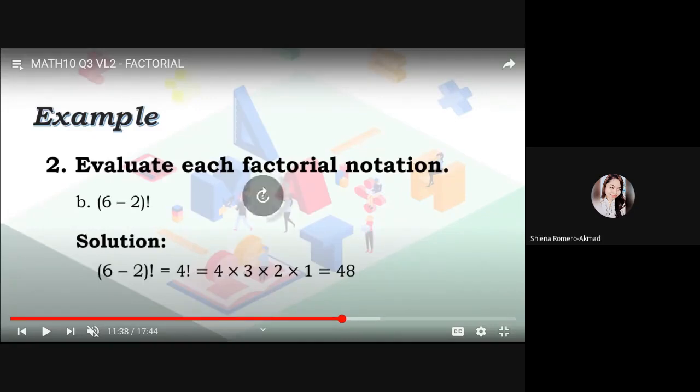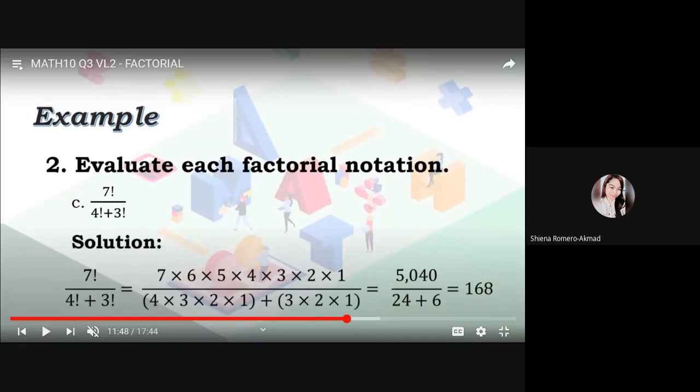Letter C. Ito yung sinasabi niya. Pwede nyo namang hindi na gawin to. Kung meron kayong calculator, diretso nyo na. Kasi medyo time consuming to. Paano kung nakalagay 100 factorial? 100 times 99 times 98. Di ba gaganon pa kayo? So, pwede nyo nang idiretso. And that gives us 168 as the answer.